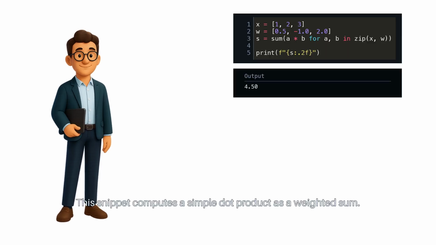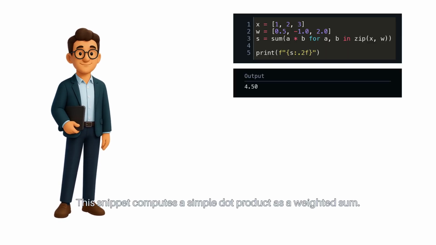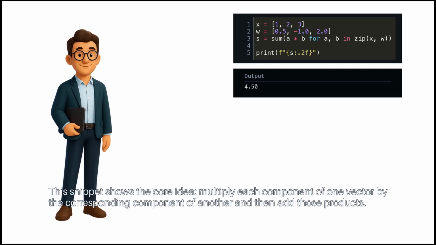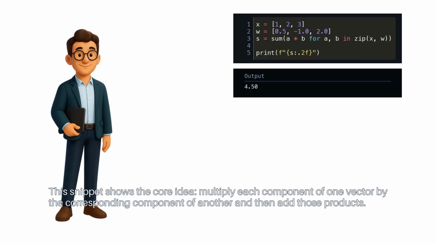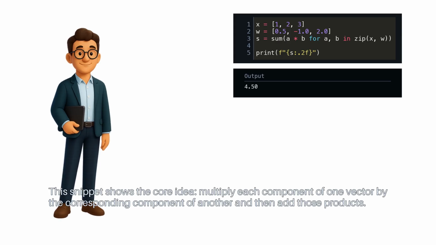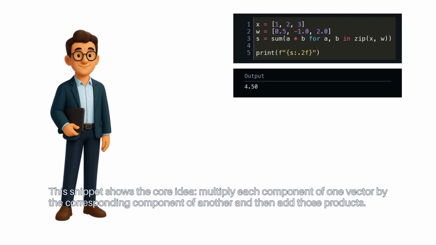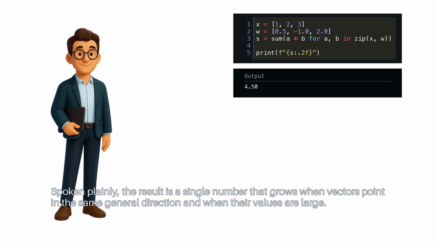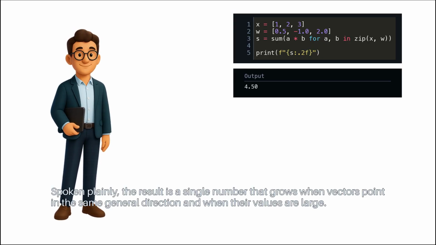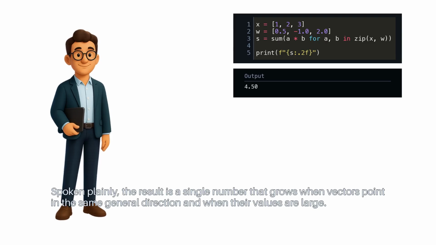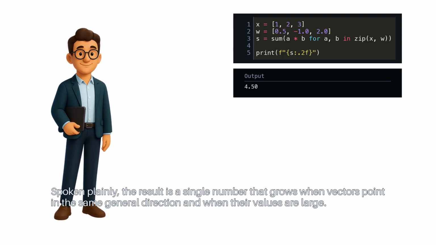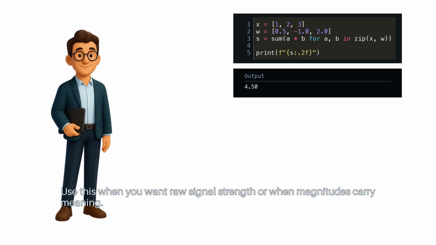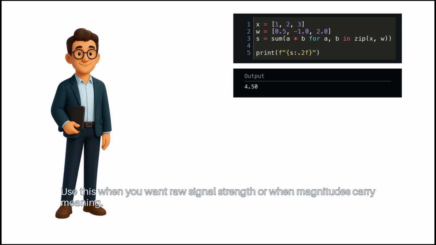This snippet computes a simple dot product as a weighted sum. This snippet shows the core idea. Multiply each component of one vector by the corresponding component of another, and then add those products. Spoken plainly, the result is a single number that grows when vectors point in the same general direction and when their values are large. Use this when you want raw signal strength or when magnitudes carry meaning.